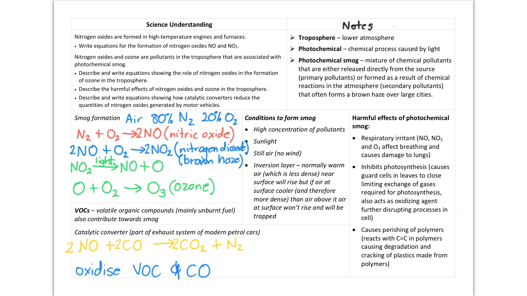So you don't necessarily need all that detail. You've just got to, I think it says here, describe the harmful effects. So the idea that it inhibits photosynthesis, which then obviously has detrimental effects on plants, would probably be enough detail in a test or exam.